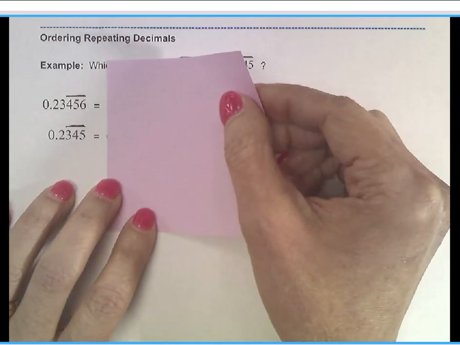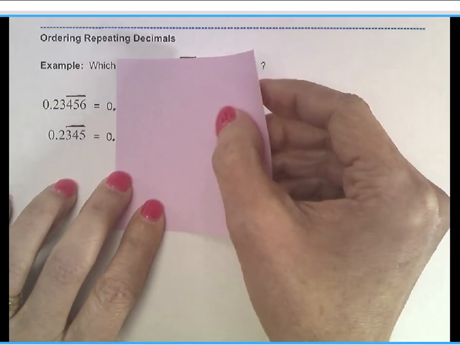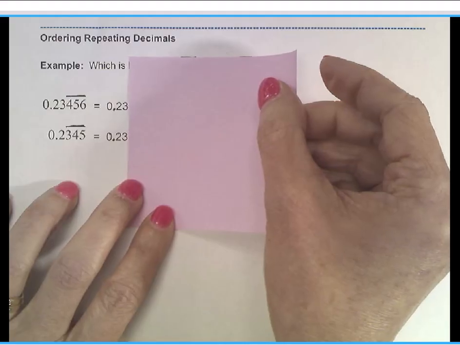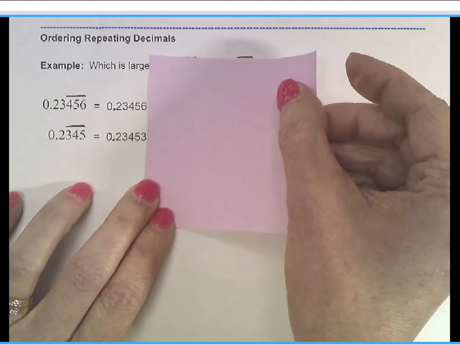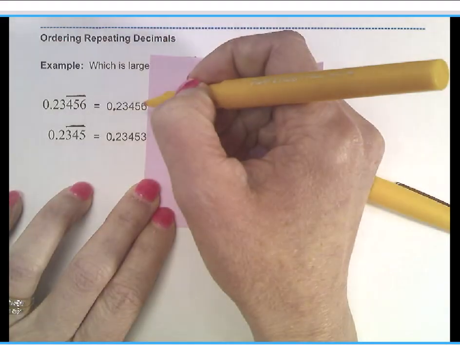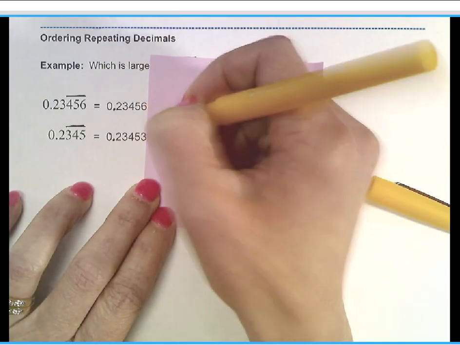So stack them up on top of each other so the decimals are lined up. Those place values are the same. And the next one, oh, that's the same. 3 is the same. 4 is the same. 5 is the same. Oh, right there, there's a difference, and now I know which one's bigger. One has a 6, one has a 3. The one with the 6 is bigger than the one with the 3.